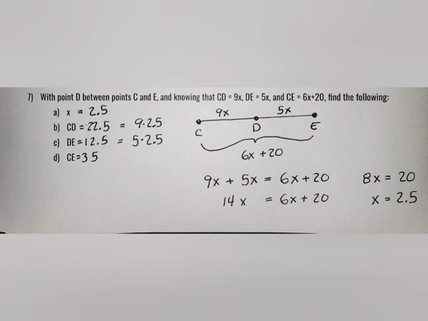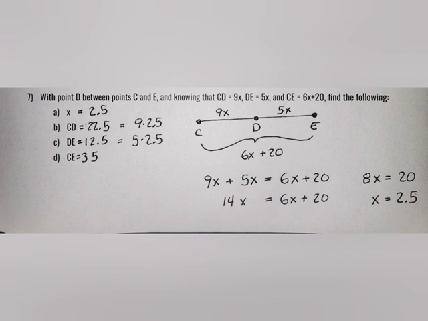Problem 7, a little bit harder. First, we have to set up the picture since it wasn't given to us. So we have a line segment CDE. CD is 9x, DE is 5x, and CE is 6x plus 20. Then we know that the 2 smaller segments equal the bigger segment. So we have 9x plus 5x equals 6x plus 20. Combine like terms, that's where we get the 14x from. Then we move the 6x over to the left-hand side by subtracting 6x from both sides, which gives us 8x equals 20. Divide by 8, and that gives us x equals 2.5.